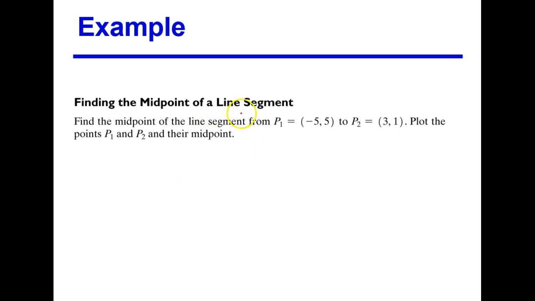So let's look at an example here. We're going to be finding the midpoint of a line segment. Here I have a segment with point 1 at (-5, 5) and point 2 at (3, 1), and then plot them and their midpoint. First I generally always just plot my points, and this does not always have to be super pretty. So I know it's going to be at (-5, 5). There's 1 point. And my second point was at (3, 1). Okay, so there's my second point.